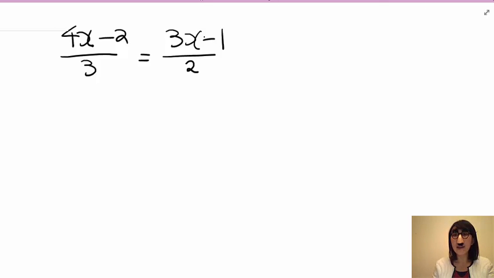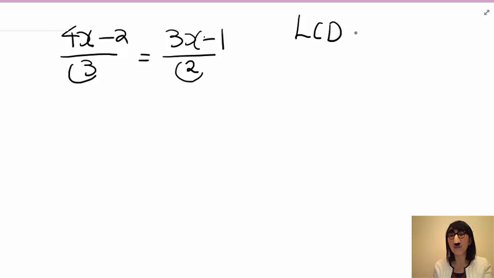Hello everyone. Now I show you how to solve equations which involve fractions on both sides of the equation. So firstly, we have to think about how to get rid of those denominators first. In order to get rid of the denominator, we have to work out the lowest common denominator.